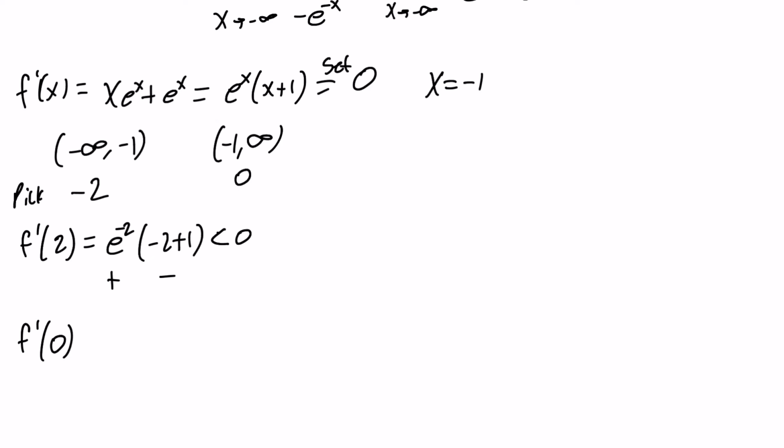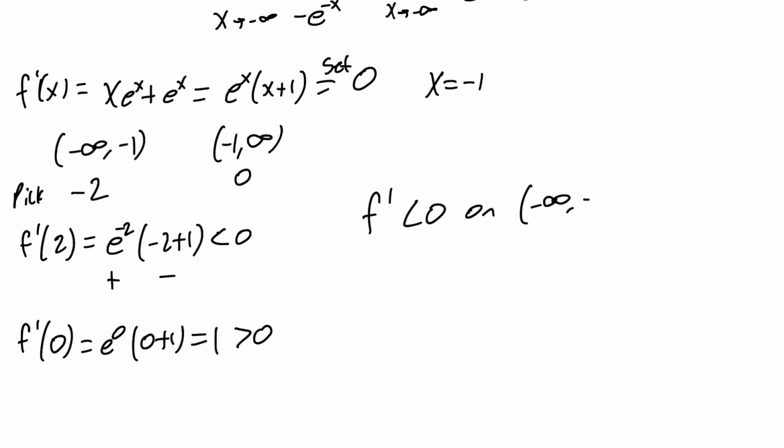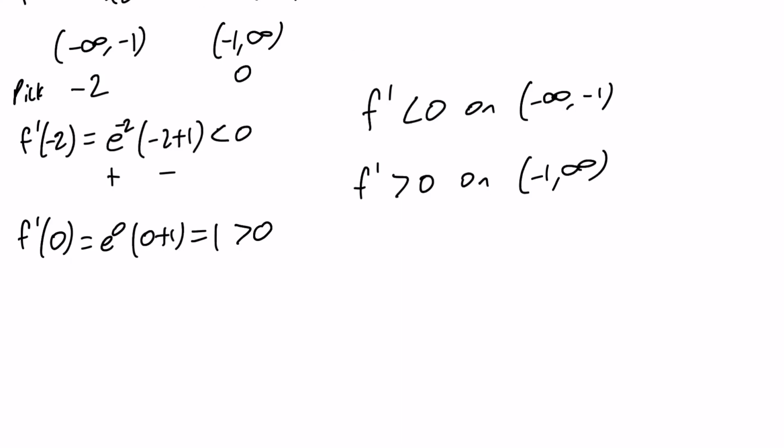What about f prime of 0? That's e to the 0 times 0 plus 1. This is just 1, which is positive. So we have that f prime is less than 0 on the interval from minus infinity to minus 1. And we have that f prime is bigger than 0 on the interval from minus 1 to infinity. So what does that mean for the point x equals minus 1? Well, it means it's a local minimum.